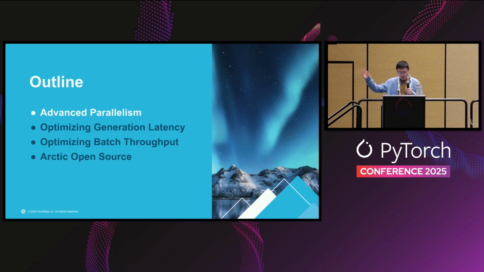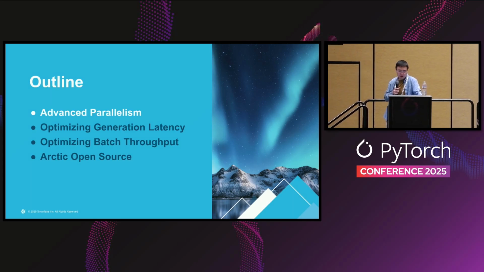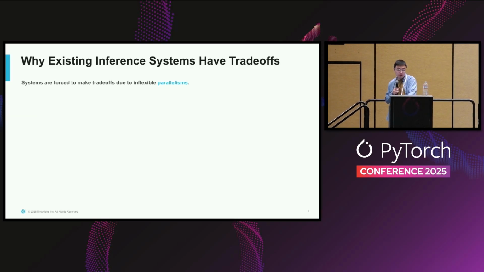So, a rough overview of this talk: I'm going to cover a couple of the innovations that we worked on. This includes some advanced parallelism techniques, optimizing generation latency, optimizing batch throughput, and how you can get started with Arctic Inference in our open source code. OK, so let's jump into advanced parallelisms.